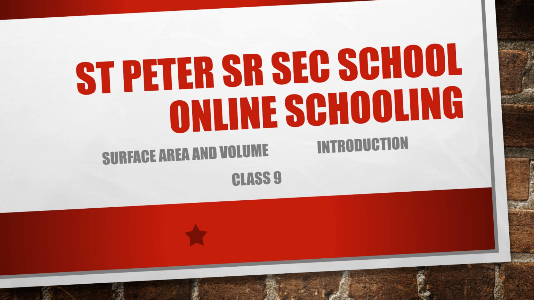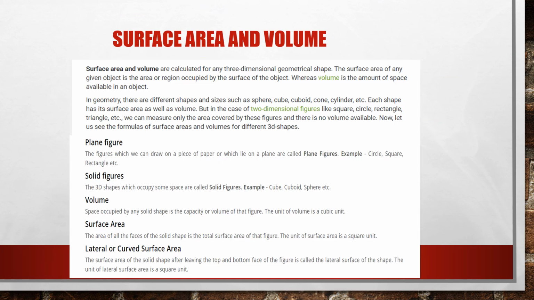So here we start. First of all, surface area and volume. In the previous class 8 also, we have discussed surface area and volume. We have discussed mensuration, how to find out the surface area of 3D figures. So first of all, what are surface area and volume calculated for? They are calculated for three-dimensional shapes. Okay, in the previous class also we discussed that we calculate surface area and volume for 3D shapes.